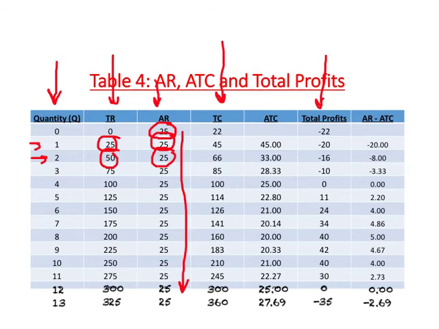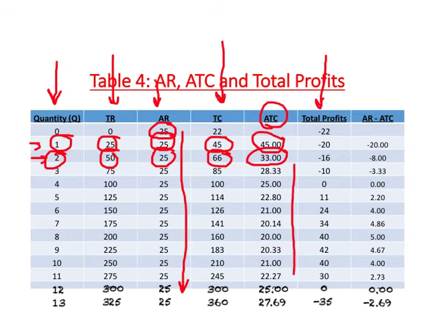Now we also have total cost figures. We can figure out average total cost. How do we do it? We divide total cost by total output. So 45 divided by 1 will give us 45. 66 divided by 2 will give us 33. And in this way we can calculate average total cost.